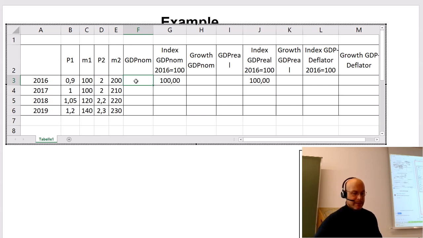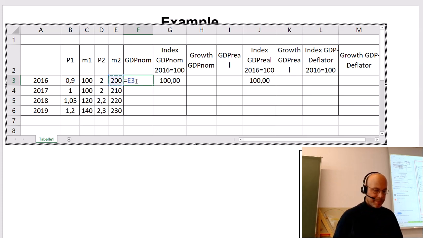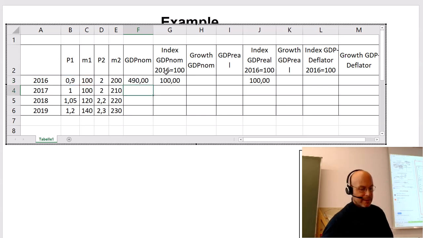Well, this would then just be P times X. So 0.9 times 100 plus 2 times 200. So 90 plus 400 is 490. Hopefully this comes out. Yes, here we have it.